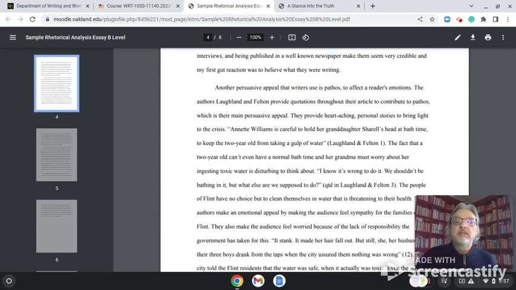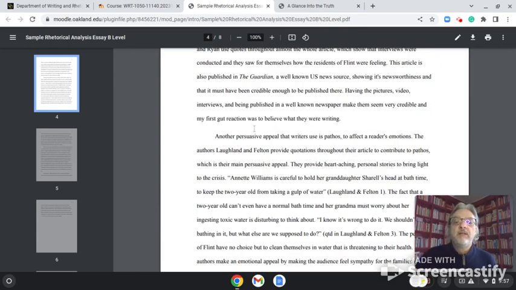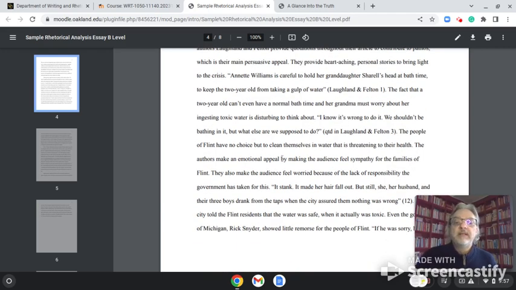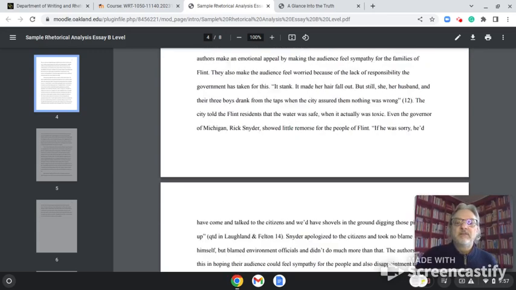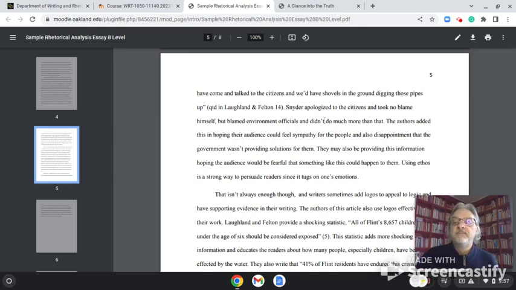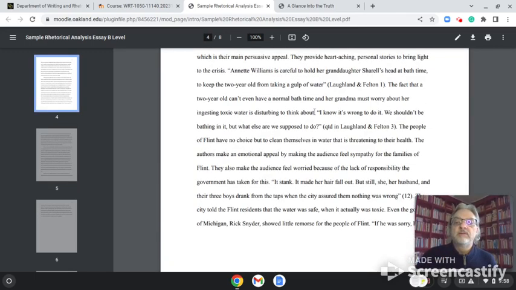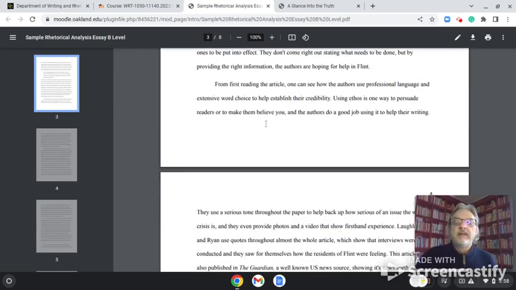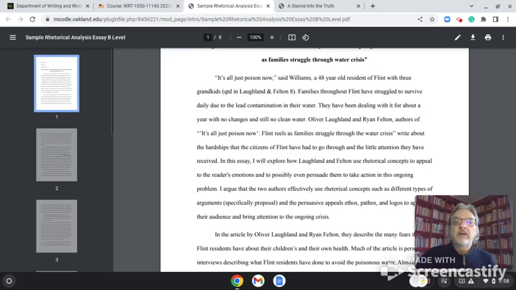For the most part, the student does a fairly decent job of going through these. But again, here we're talking about heart-aching personal stories and these kinds of things, but we still don't quite get really specific. What's the emotion that we're trying to get? The authors added this in hoping their audience could feel sympathy. Okay, right there. Boom, that's it. It needs to come up here though, so we understand what the emotion is, right? Those are the little things to think about when you're writing a rhetorical analysis.